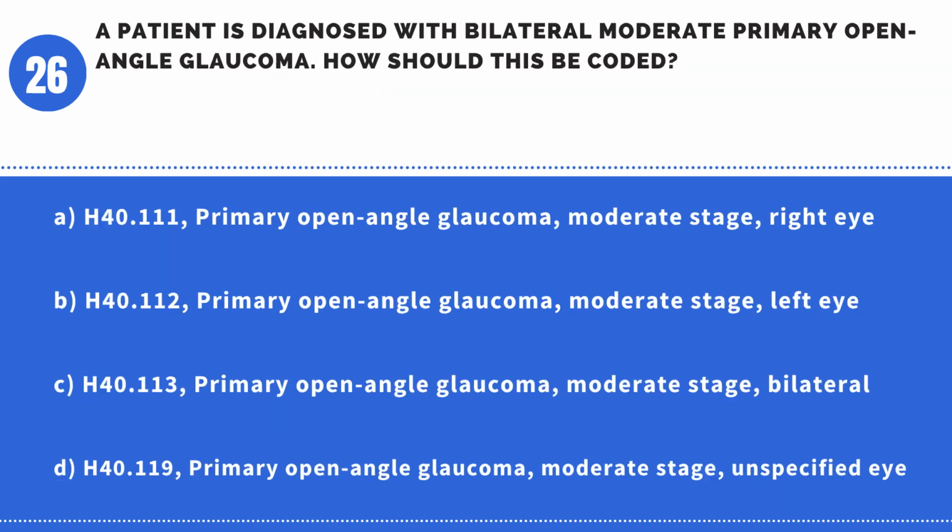for monitoring. Question 26. A patient is diagnosed with bilateral moderate primary open-angle glaucoma. How should this be coded? A. H40.111, primary open-angle glaucoma, moderate stage, right eye. B. H40.112, primary open-angle glaucoma, moderate stage, left eye. C. H40.113, primary open-angle glaucoma, moderate stage, bilateral. D. H40.119, primary open-angle glaucoma, moderate stage, unspecified eye.